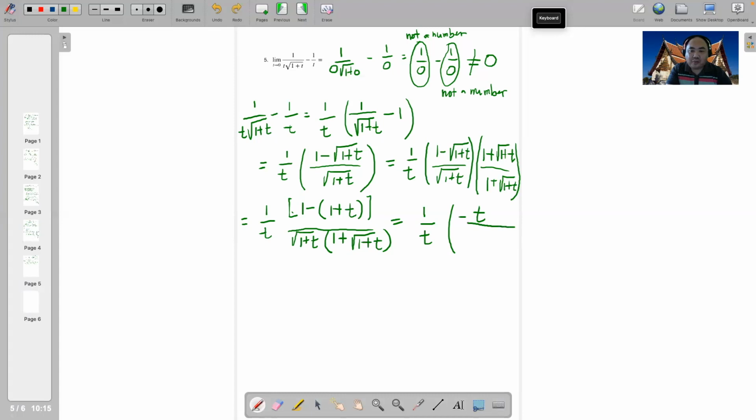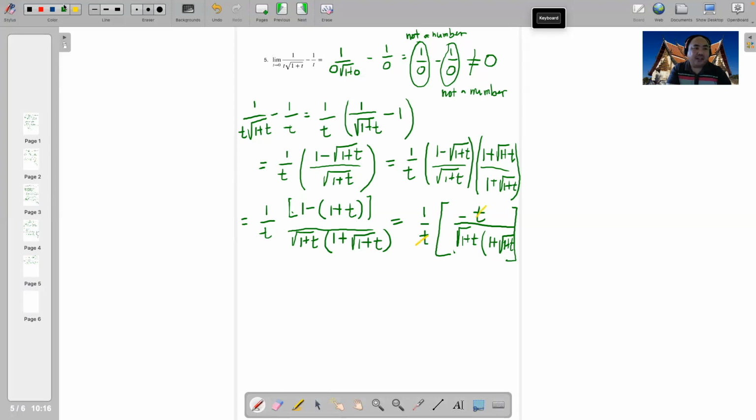Negative t all over square root 1 plus t times 1 plus square root 1 plus t. Okay, so let me just properly, okay, thank you. Should be like this. Now, which means that yay, we could already take this out.